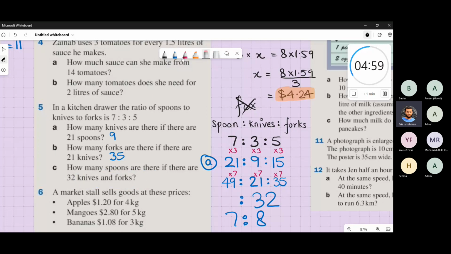If we have to combine the last 2 items, 5 and 3 is what? 8. I put 8 here. So how can 8 become 32? 8 multiplied by 4. I'll do the same here. It will be 28 to 32. 28 only, because they are asking spoons. So the answer here will be 28.